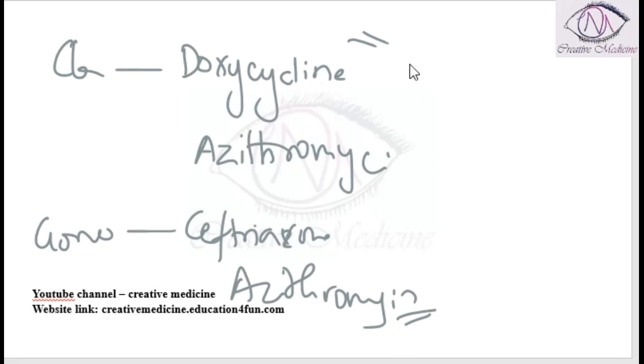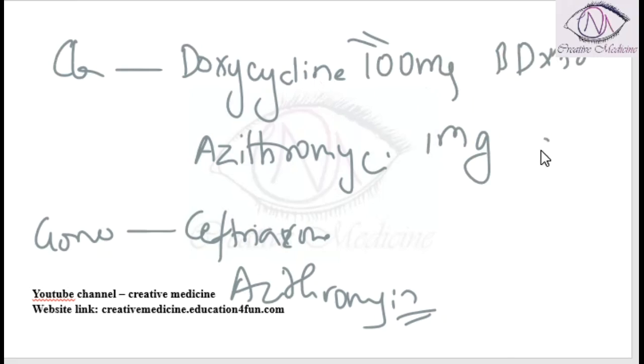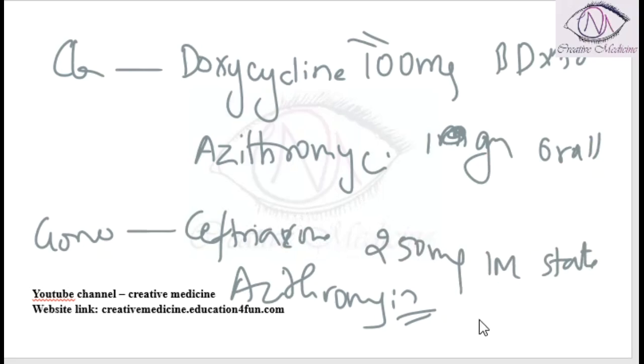Treatment for chlamydia: doxycycline is given 100 milligrams BD for 7 days, or azithromycin is given 1 gram orally. For gonorrhea, we give ceftriaxone 250 milligrams intramuscularly stat, along with azithromycin 1 gram orally.